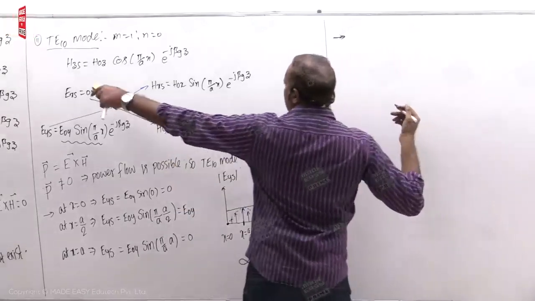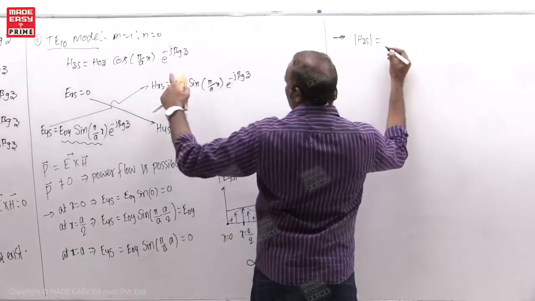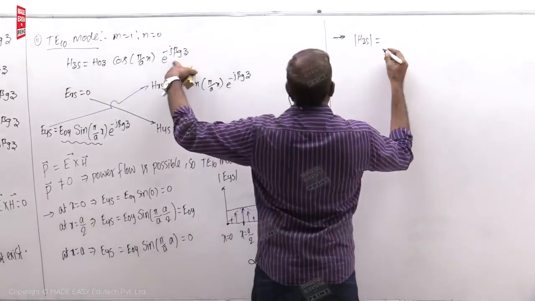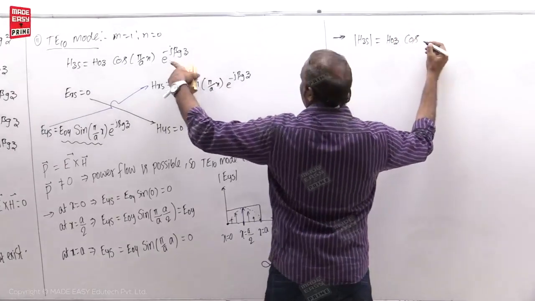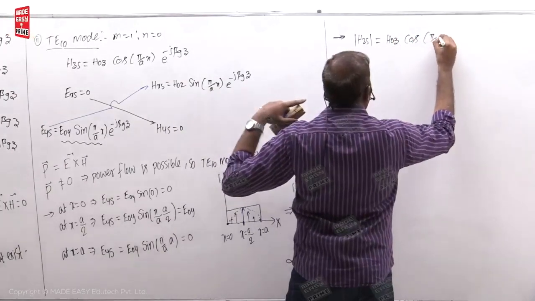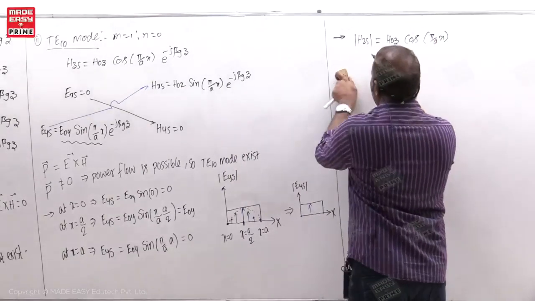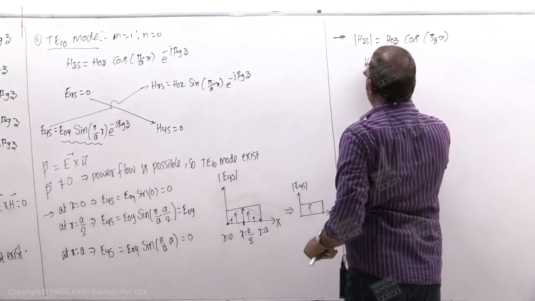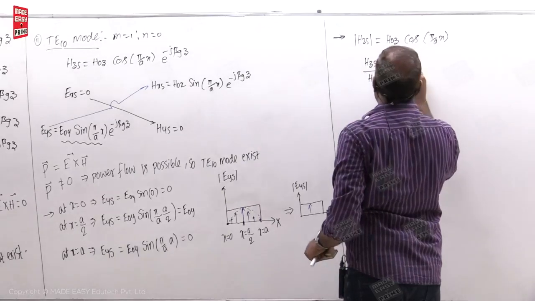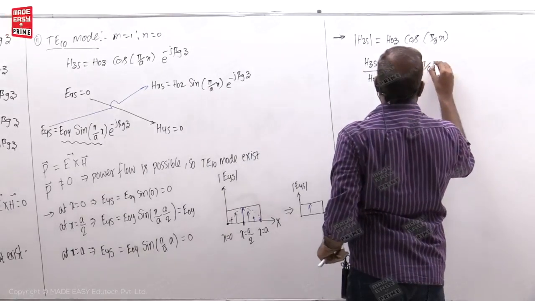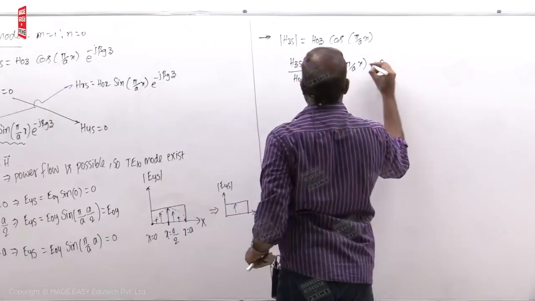Now, can you tell me what this is? Modulus of HZS is equal to, taking the modulus, this is 1. So, H0Z times cos of pi by a x. From this, HZS divided by H0Z is equal to cos of pi by a x. Let us call this equation number 1.